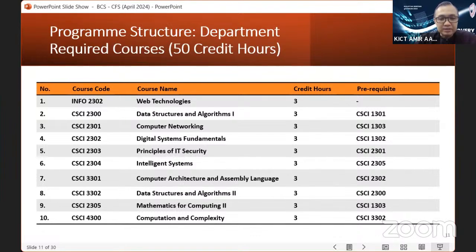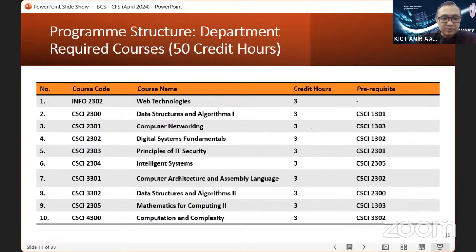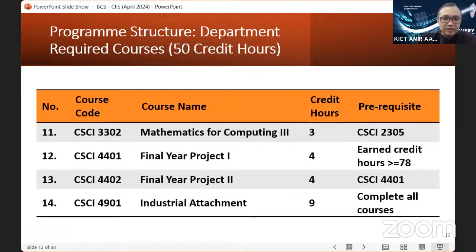Math for Computing 1 just now was discrete mathematics. Math for Computing 2 will be on linear algebra. And then Math for Computing 3 will be on calculus. Sorry, Math for Computing 2 will be on calculus. Math for Computing 3 will be on linear algebra. So you need a strong mathematical foundation if you plan to go into computer science. Okay, so that's where the differences start to happen.